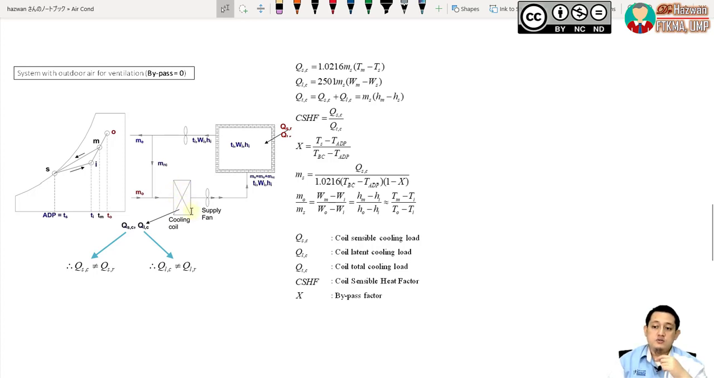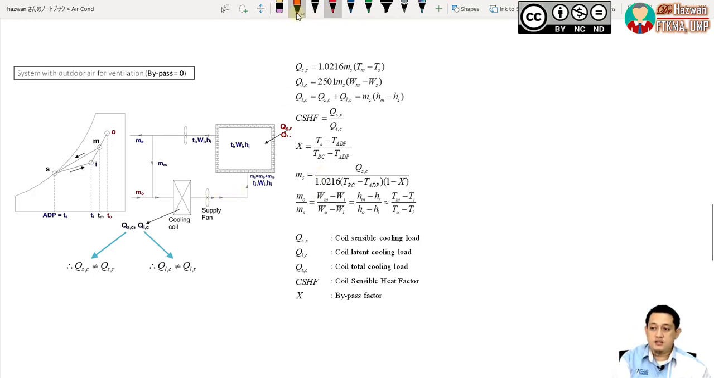So what happens is that the temperature of the air leaving this cooling coil is exactly the same as the temperature of the cooling coil. The temperature of this cooling coil is represented by the apparatus dew point. This apparatus dew point here is the cooling coil. So in this situation, the apparatus dew point temperature is equal to Ts, which is the supply temperature.